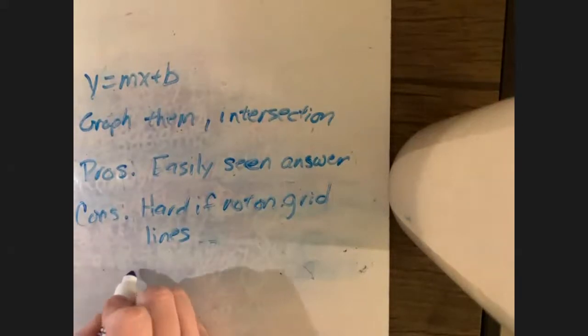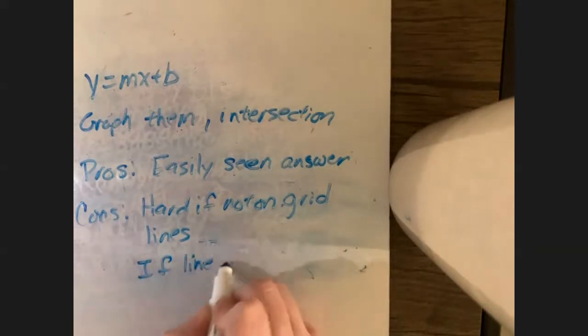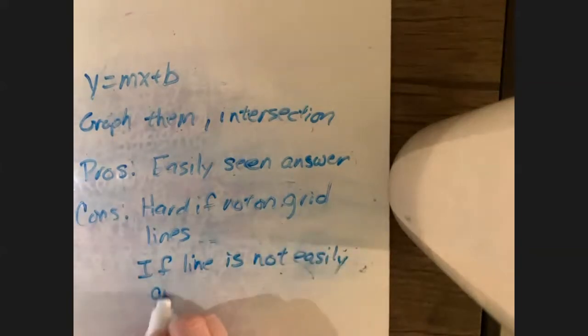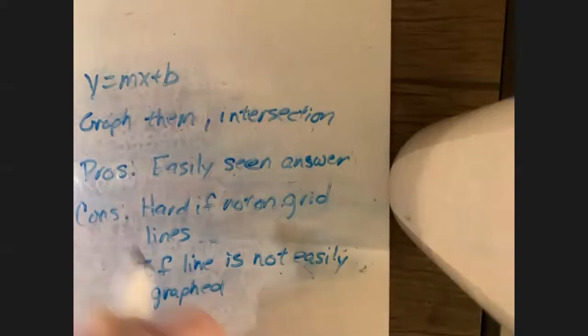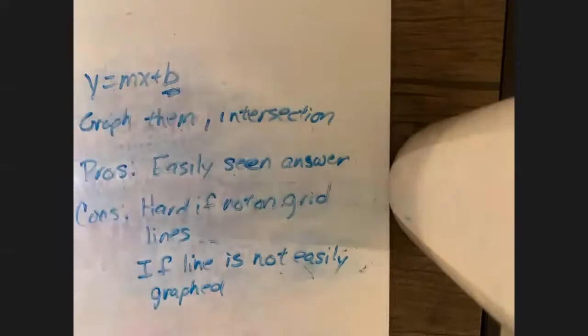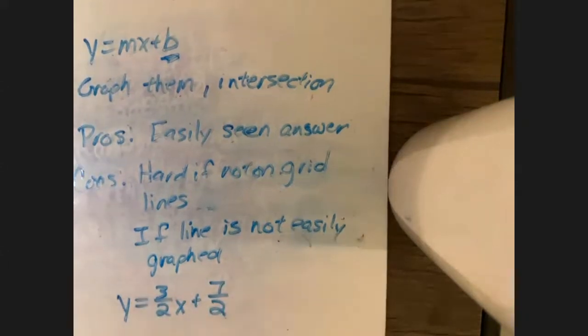The other con is if the line is not easily graphed. And by that, I mean, we know when we talk about y equals mx plus b, this b at the back is where we start the grid space. So if that's a 3, I go up to 3 on my y-axis, I put a dot. If I've got something like, I've got to start that line at 7/2.